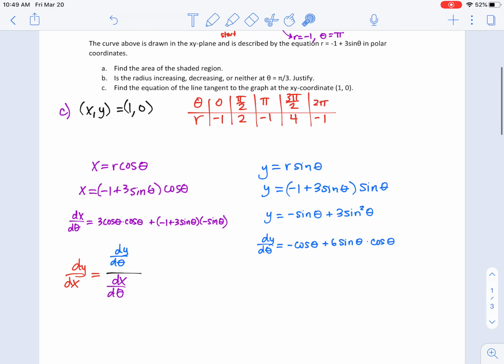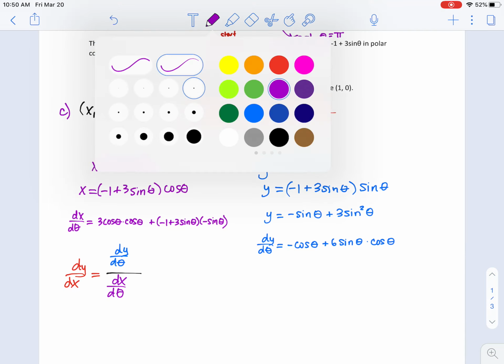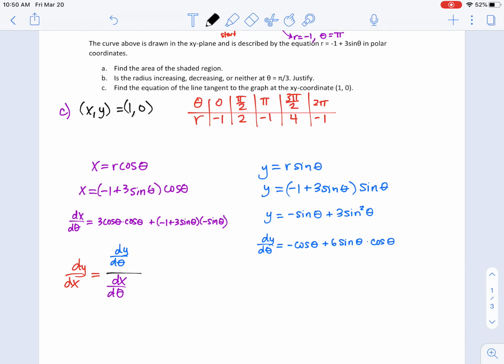So after that, I'm going to find the slope dy dx by doing dy d theta over dx d theta, and then I'm just going to go ahead and plug in my theta value, which was pi, to find that slope. Once I find that slope, then I'm going to go ahead and do y minus 0 equals this slope times x minus 1, just using point slope form or something like that.